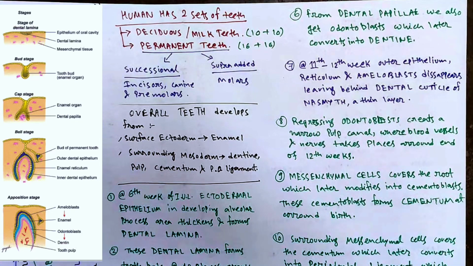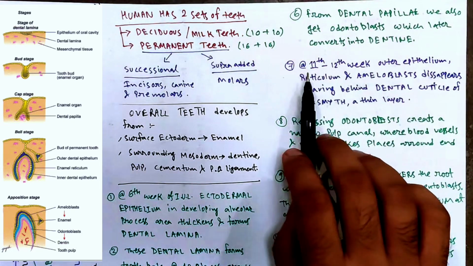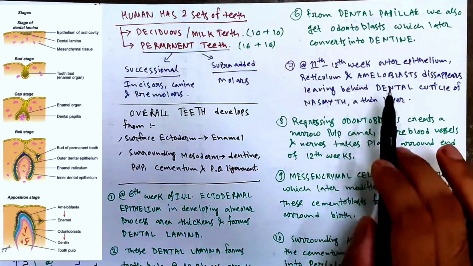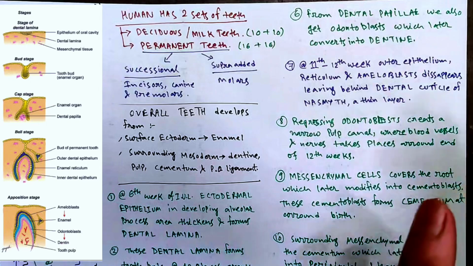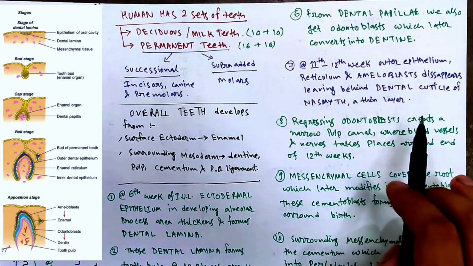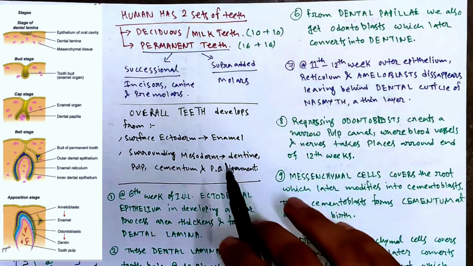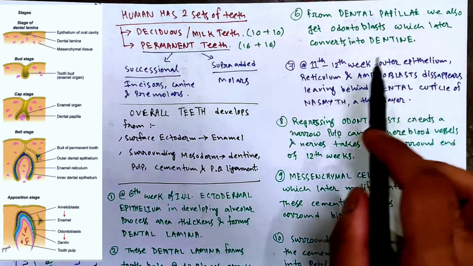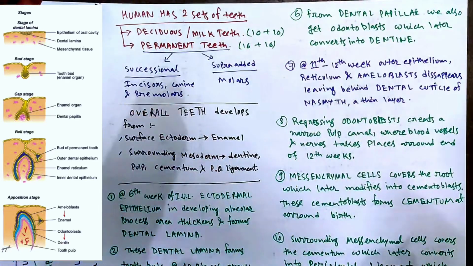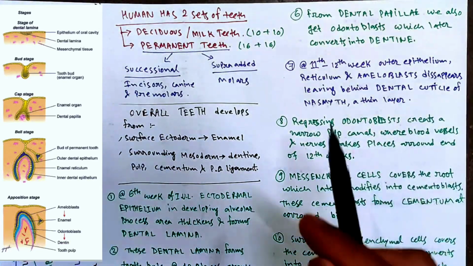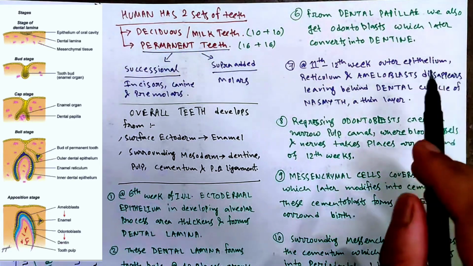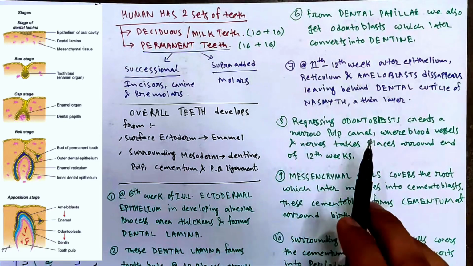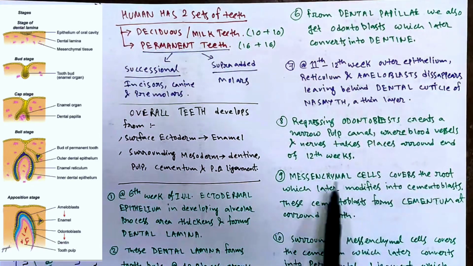Now what happens after formation of the permanent enamel, at around the 11th to 12th week? The outer epithelium, the reticulum layer and the ameloblasts disappear and leave behind the dental cuticle, also known as the cuticle of Nasmyth. It's basically a thin layer. Next, the odontoblast cells continuously regress, and this creates a narrow pulp area or pulp canal inside the dentine, and this gap ultimately fills with blood vessels and nerves. This happens around the 12th week.